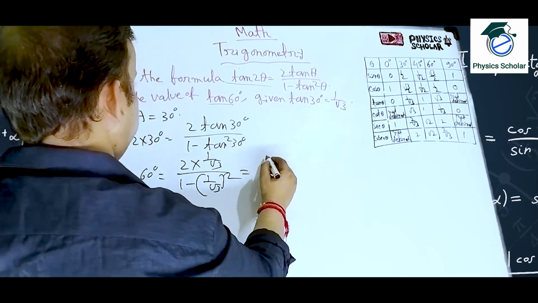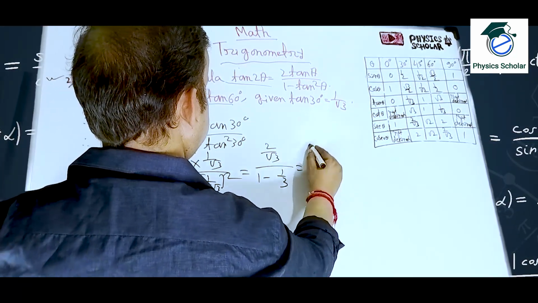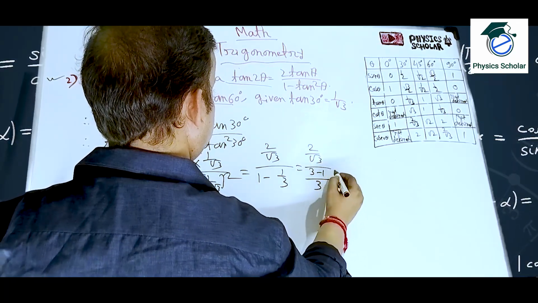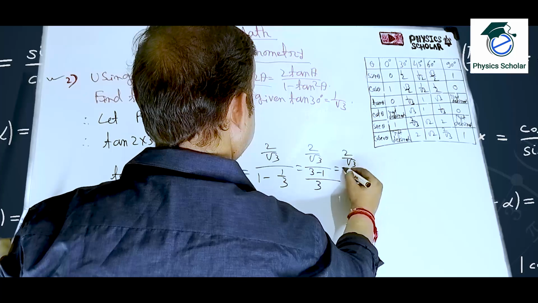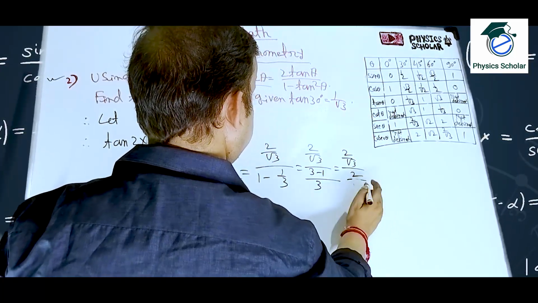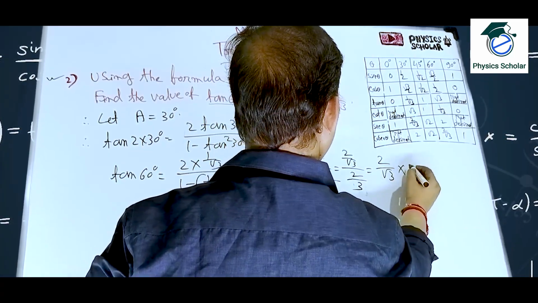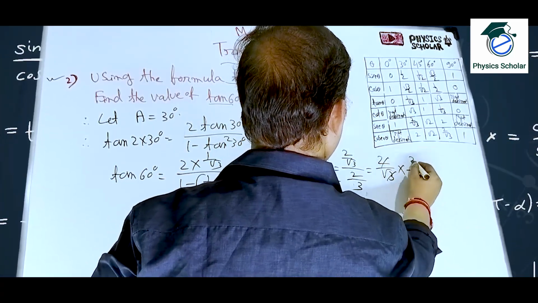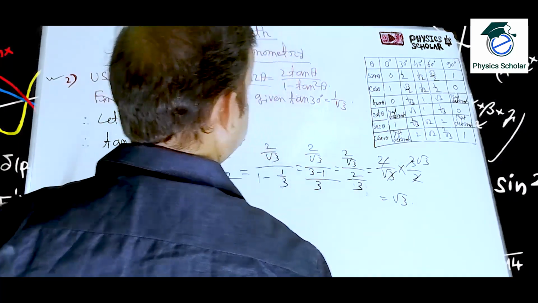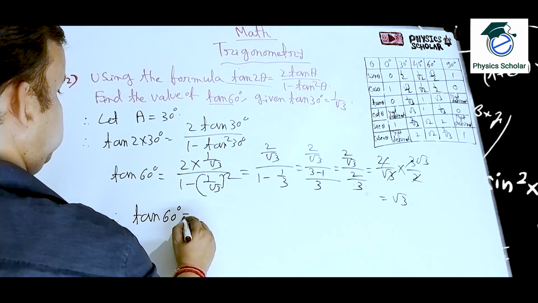Clear? So it will be 2 by root 3 divided by 1 minus 1 by 3, which is equal to 2 by root 3 divided by, 3 will be the LCM, so 3 minus 1, 2 by 3, not root 3, 2 by 3. Clear? Is equal to 2 by root 3 into 3 by 2. So it will be root 3. So what is the value of tan 60 degree? Tan 60 degree is equal to root 3.